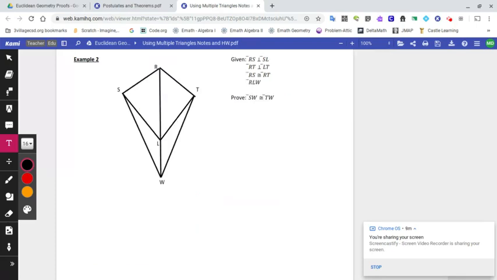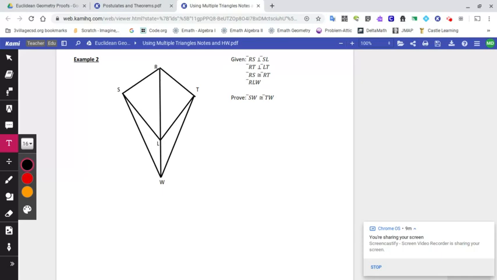Okay, so number two is going to be a little bit more challenging. There's going to be a couple of new concepts. You should open up your postulates and theorems document, because there's a couple of things on there that I'm going to use in this case. I'm going to start marking my givens, but ultimately I want to prove SW is common to TW.